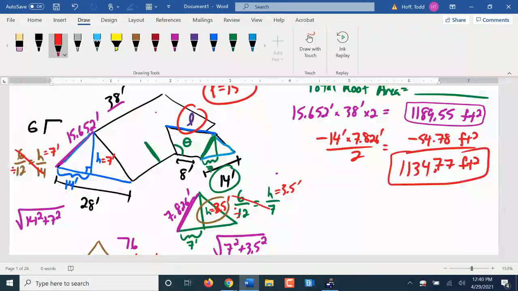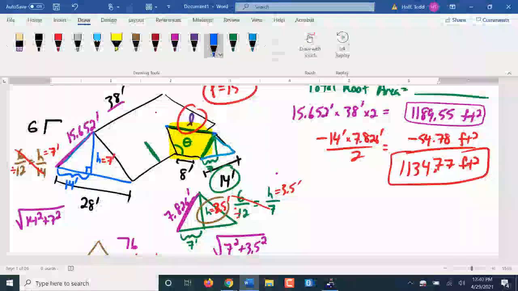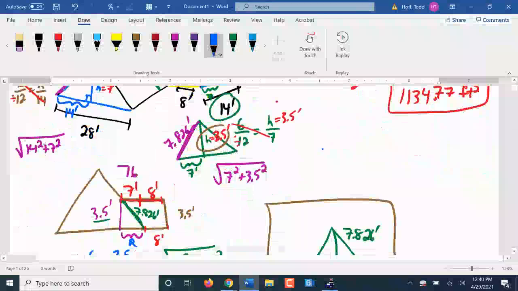So we have two things we still need. We need to find the area of the surfaces of the dormer here to add to our total roof area, and we need to find theta. Let's do the roof area first.